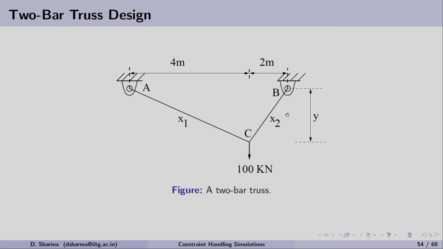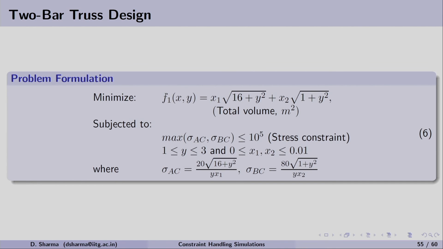Now, we have come to the last engineering optimization problem that comes from the domain of civil and mechanical engineering. This problem is known as the 2-bar truss problem. As we can see in this particular figure, there are 2 bars, x1 and x2 length, and there is a y length as well, and the load of 100 kilonewton is applied. The distance between A and B is given as 4 meter and 2 meter. It is a simple problem. We have to see how these constraint handling methods will work.